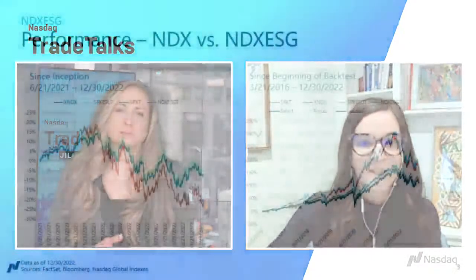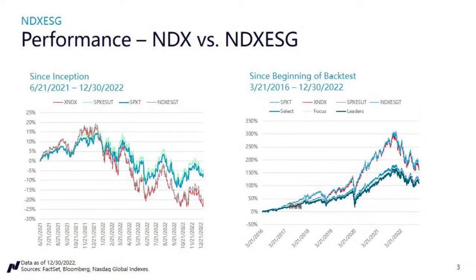How has the Nasdaq-100 ESG Index performed relative to the flagship Nasdaq-100 Index? Yeah, so since the backtest, which started in March of 2016, on a total return basis, the Nasdaq-100 ESG Index is up over 184%, outperforming that flagship index, the Nasdaq-100, by 11.83%. Since inception, so live data goes back to June 21st of 2021, the index is down, but it is still outperforming the Nasdaq-100 Index by over 2%.